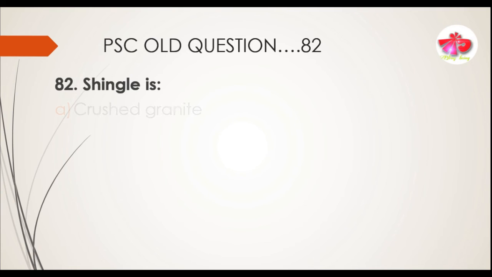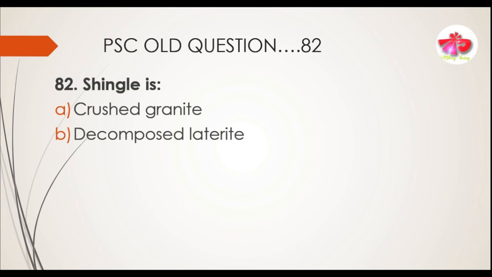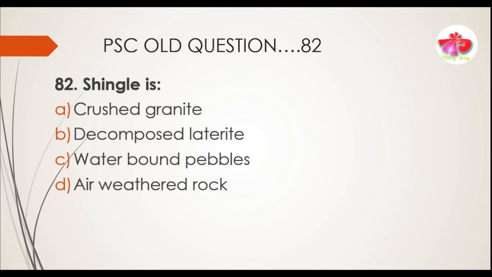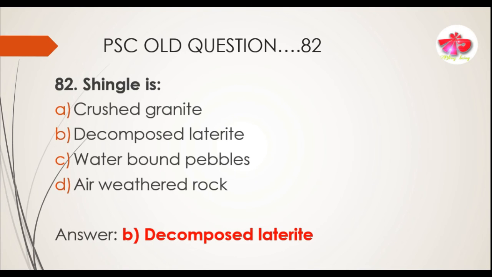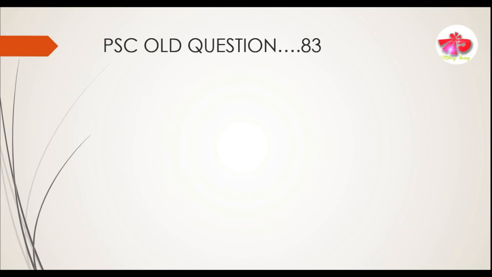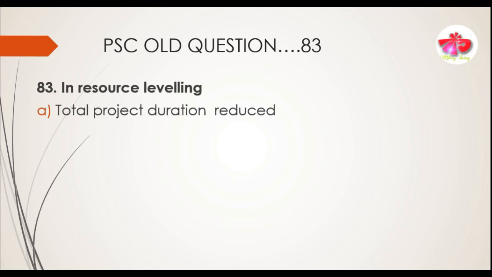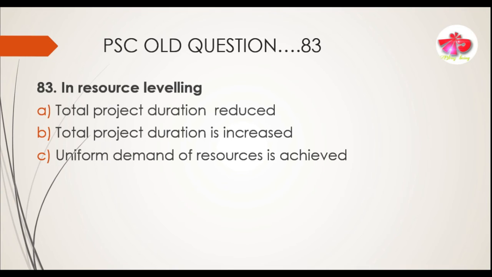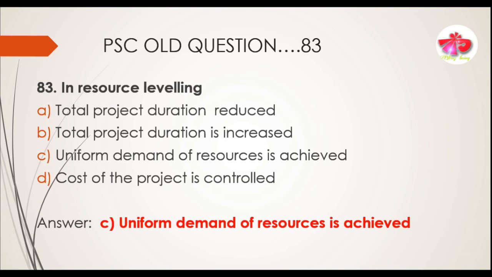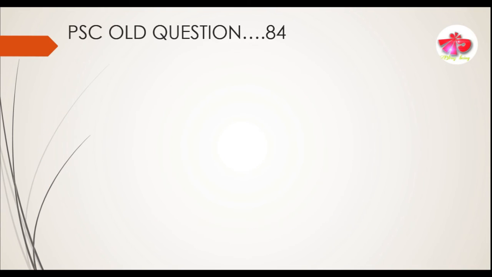Question number 82. Shingle is: option A, crushed granite; option B, decomposed laterite; option C, water bound pebbles; and option D, air weathered rocks. So friends, shingle is decomposed laterite, option B will be the correct answer here. Question number 83. In resource leveling: option A, total project duration is reduced; option B, total project duration is increased; option C, uniform demand of resources is achieved; and option D, cost of the project is controlled. So friends, in resource leveling, uniform demand of resources is achieved, that is option C will be the correct answer here.